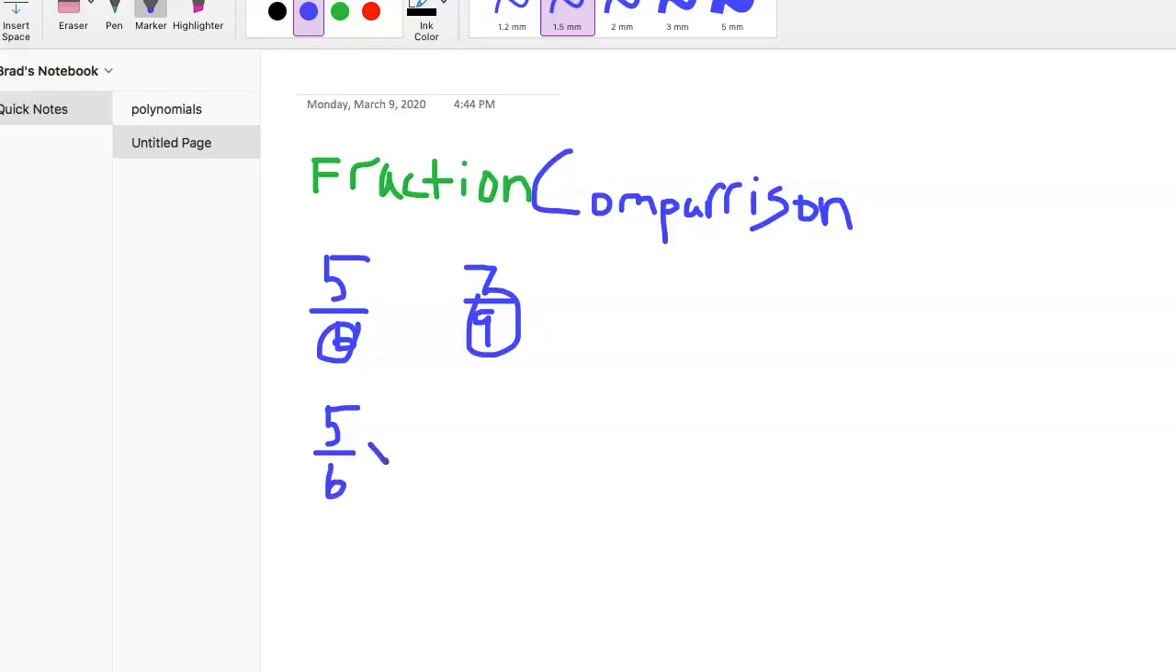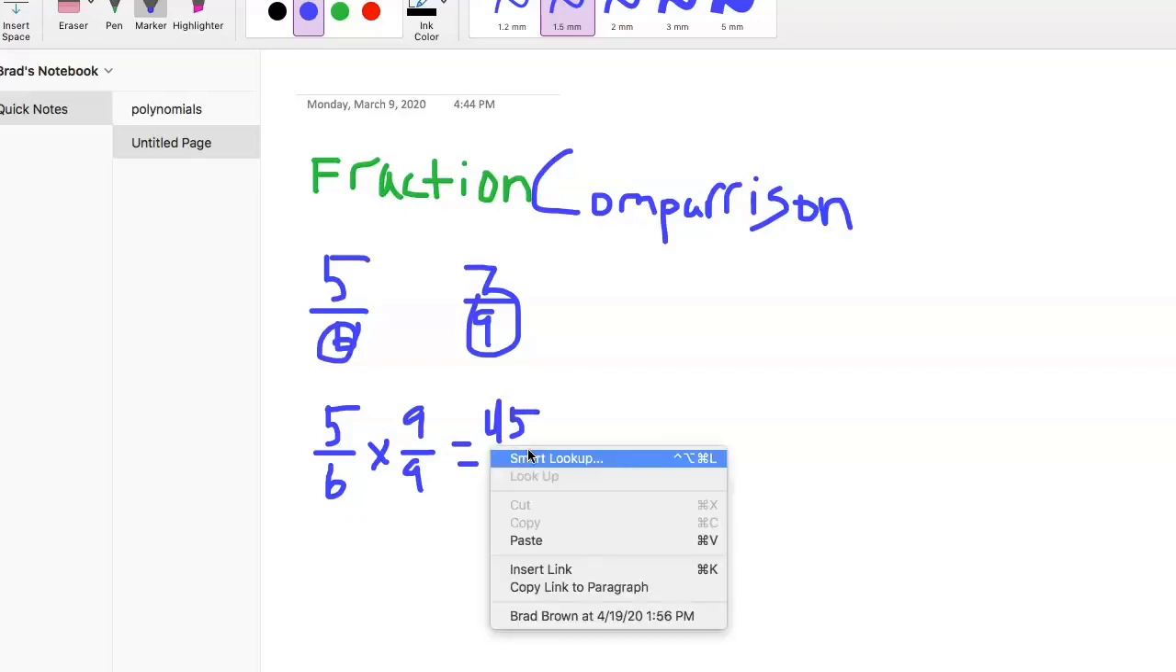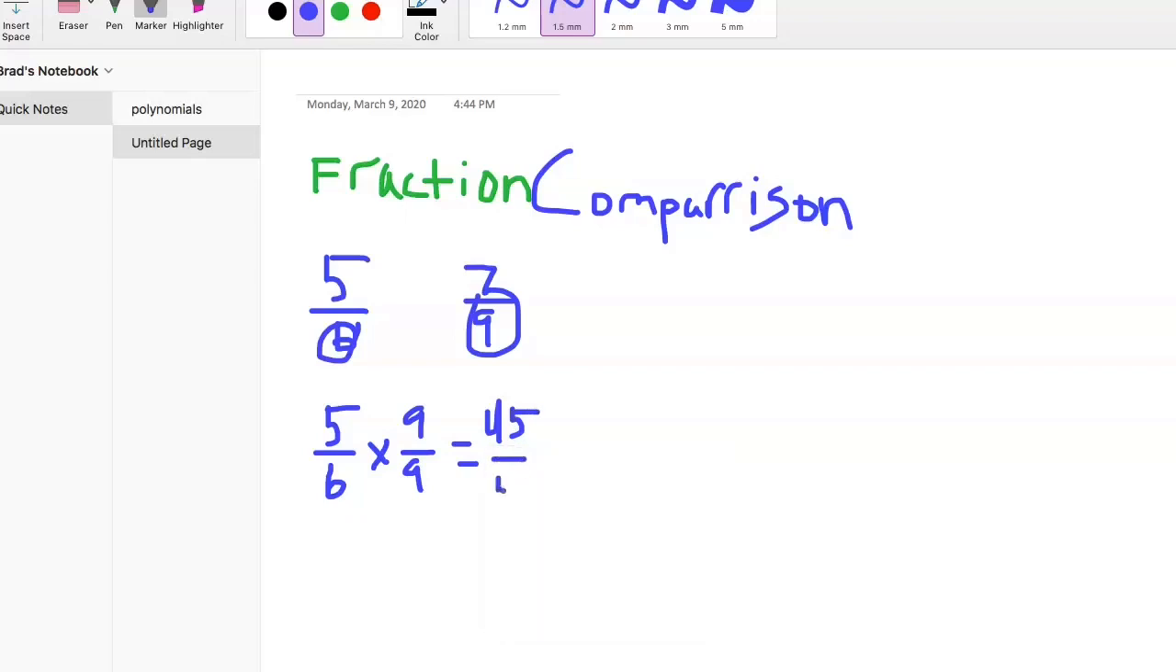Okay, so we want the denominator to be 54 for both of them, yeah? Okay, so we got 5/6 times 9/9. Okay, so 5 times 9 is 45, over 54. Okay. So there's one, yeah? And then we'll do the other one up here.